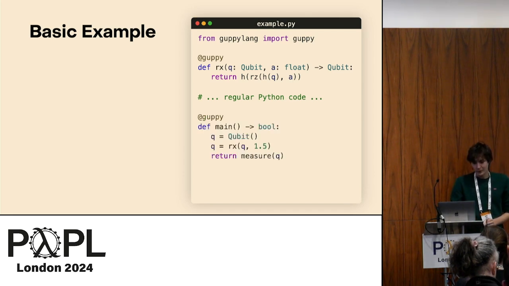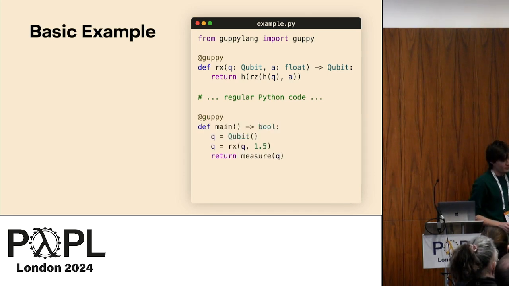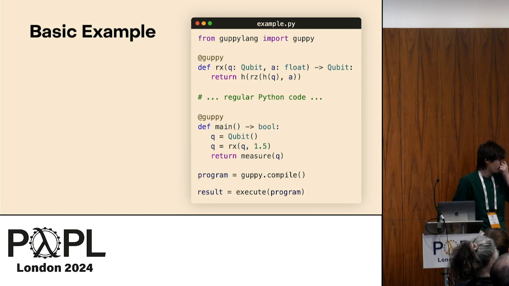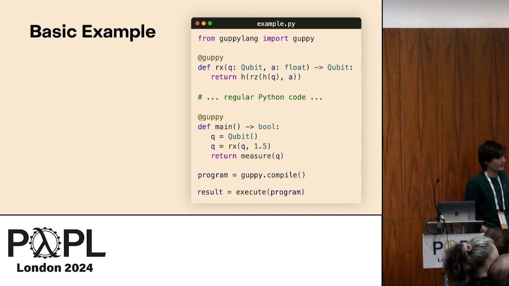One thing you always need in Guppy is a main function, which is the entry point to your program. And in this example, we're just allocating a new qubit. We're calling the function you've just defined, and we measure the result and return it. And once I've defined all the functions I want, I can just call guppy.compile and get my compiled program back. Right? And then I can run it and get some result. At the moment, we're linking this against a quantum simulator, but in the future, you'll be able to actually run this on a quantum device.